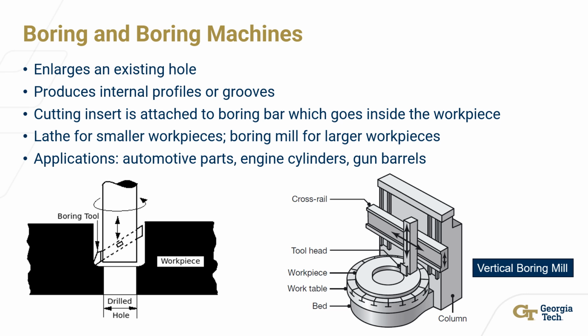Boring has applications in manufacturing engine cylinders, gun barrels, and many parts used in the automobile industry. Boring machines are important because of their high precision in making smooth finishes. The process can be done on a variety of machines, and boring-specific machines can also be used for turning, facing, grooving, and chamfering.